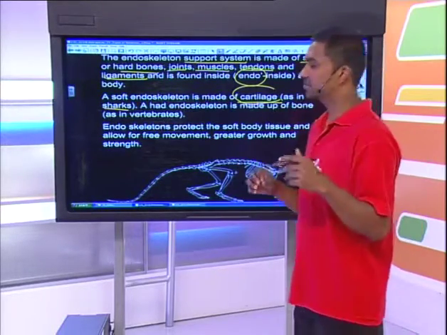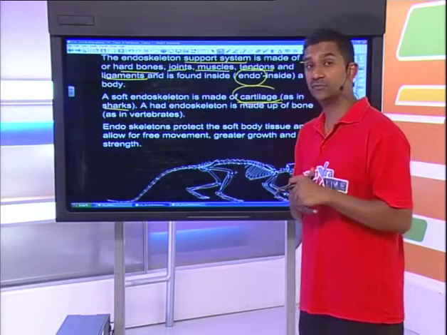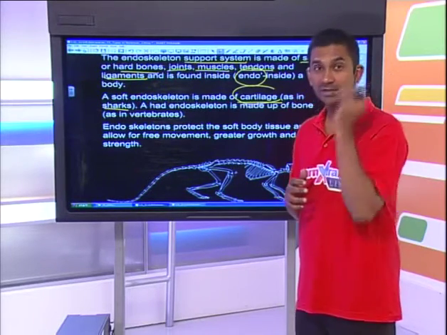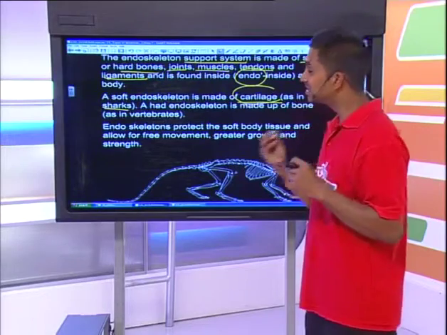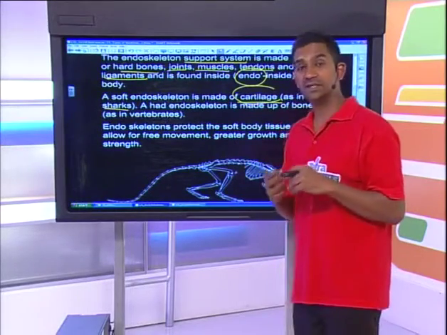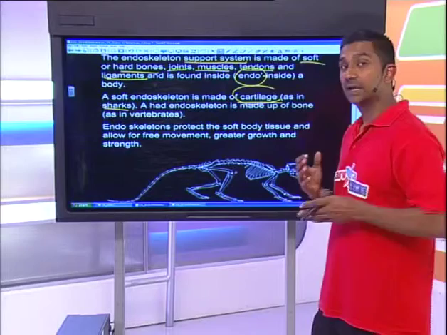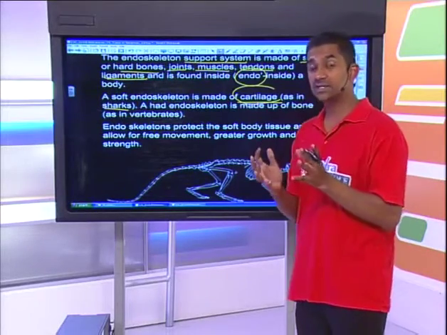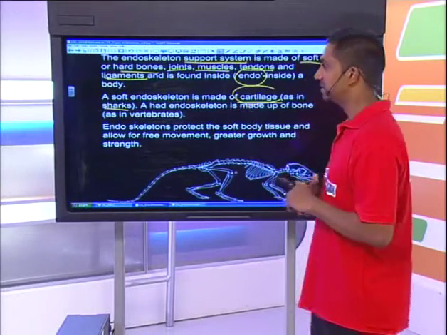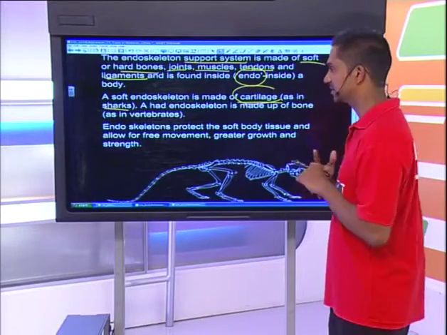The closest you can get to understanding the type of cartilage that they have would be the cartilage that you have in your ear, and in your nose tips as well. That's essentially the type of cartilage that they have. It's soft, flexible, and if you think about a shark, how quickly it can turn and attack its prey, that's the adaptation of having a soft endoskeleton.